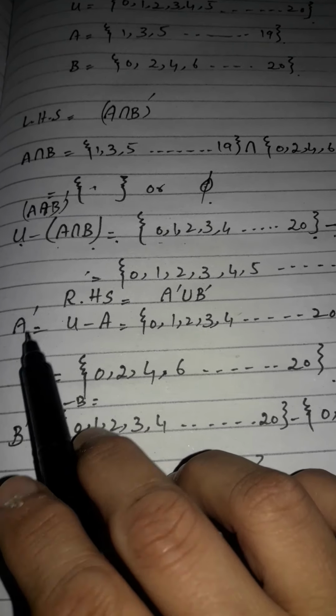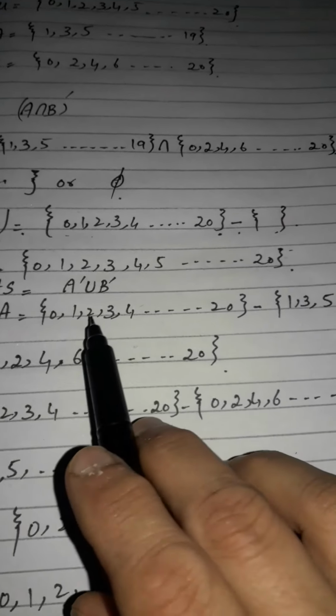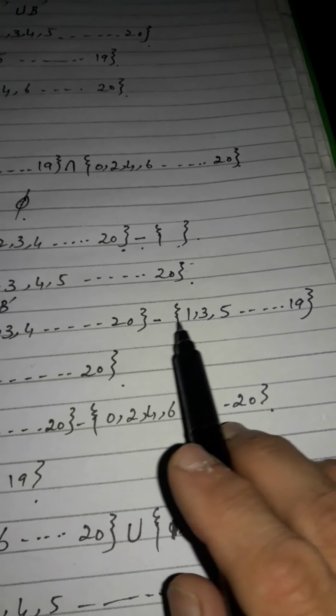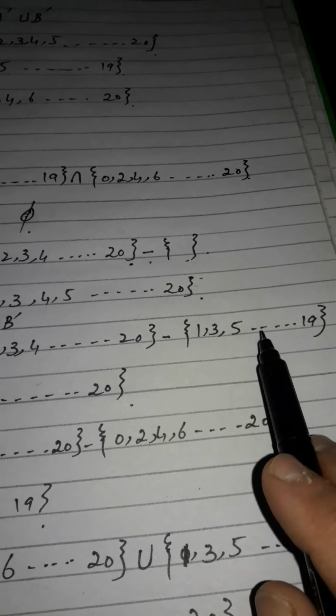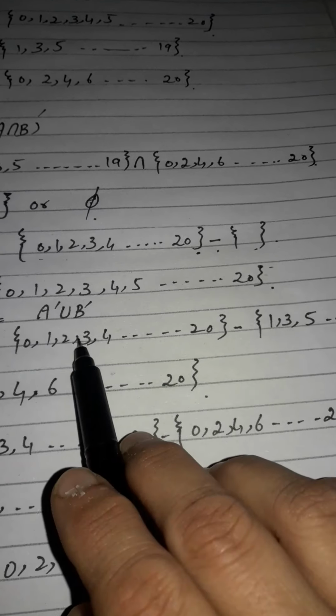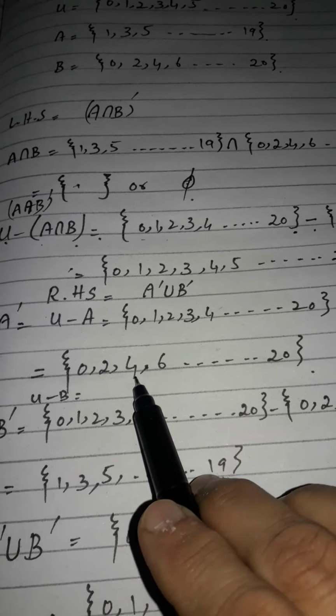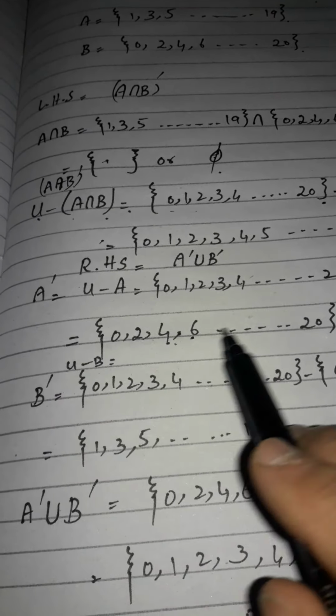First of all, A complement is U minus A. We write the universal set, then the minus sign, then this is the A set. If we remove these odd numbers here, what else is there? Here are the even numbers. So A complement is the even number set.